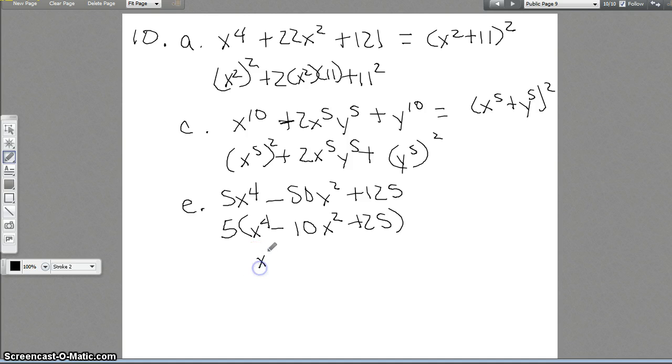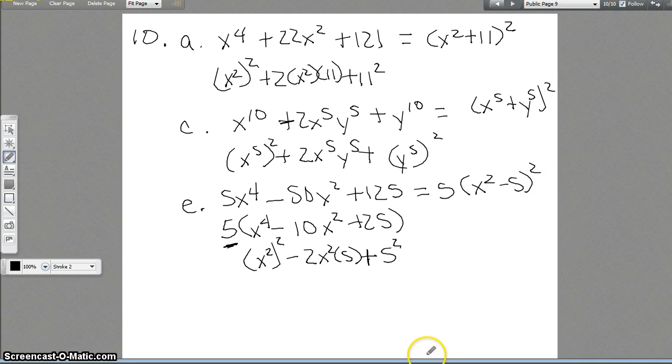This first term I can write as x squared squared. The last term I can write as 5 squared. And then in the middle, I'm going to subtract double the product of the first term and the last term. Is 2 times x squared times 5 equal to 10x squared? It is. So that means that I can write this as 5 (we can't throw this away, we have to keep it) times (x squared minus 5), and we square that. So that's how we would factor part E.